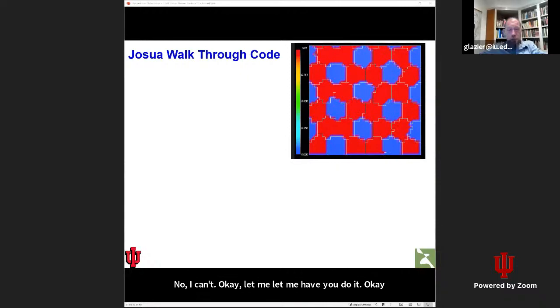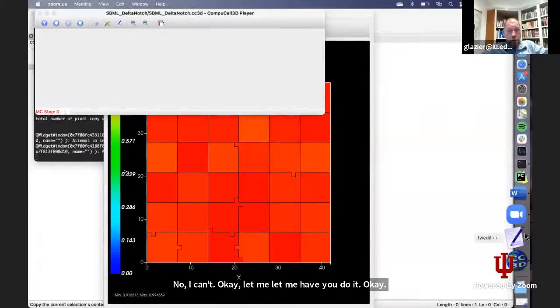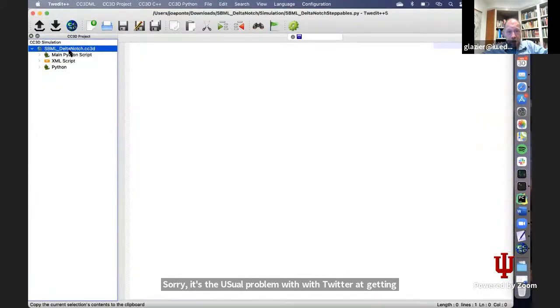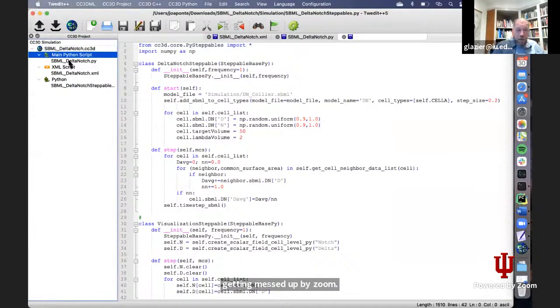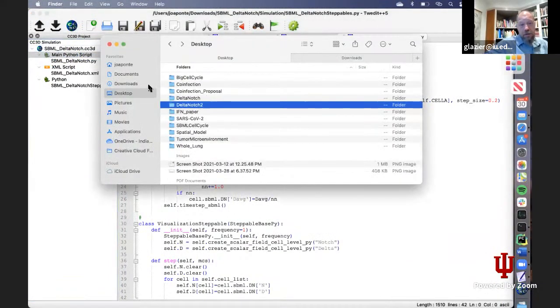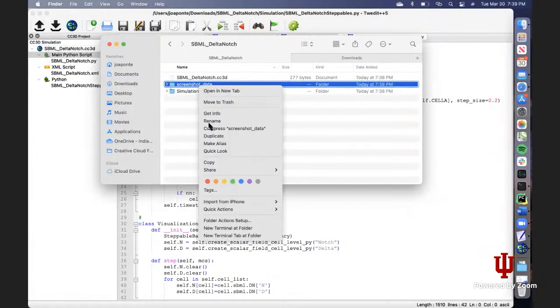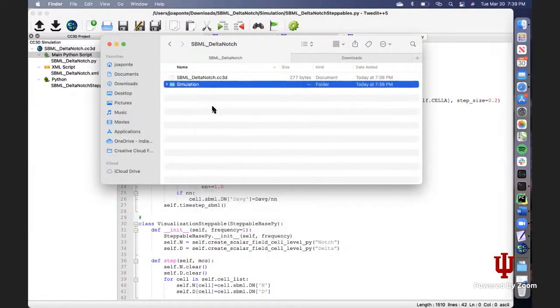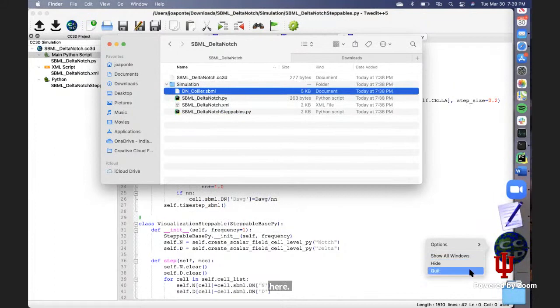Oh, I have to stop my share first. Sorry. It's the usual problem with Twitter getting messed up by Zoom. It looked fine on my screen, but when I go to share the file, it misformats the fonts. Let me do something here because it's looking a little bit odd.